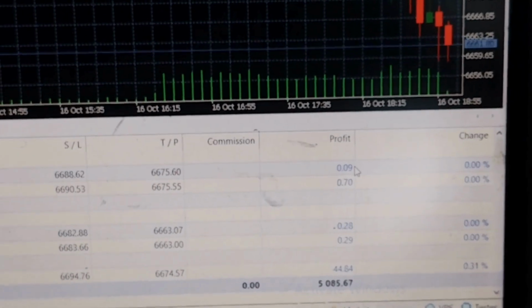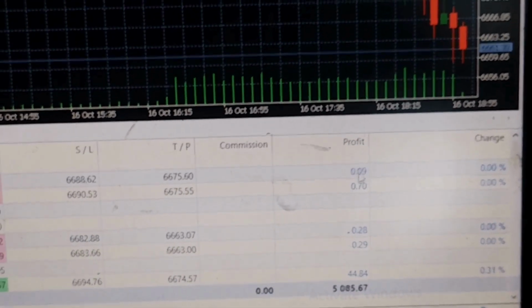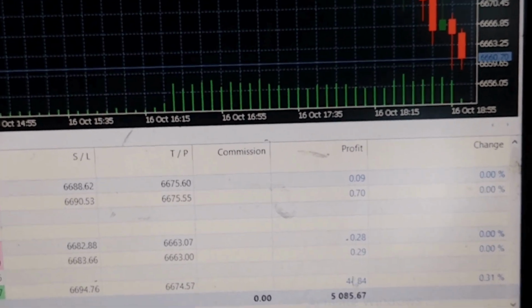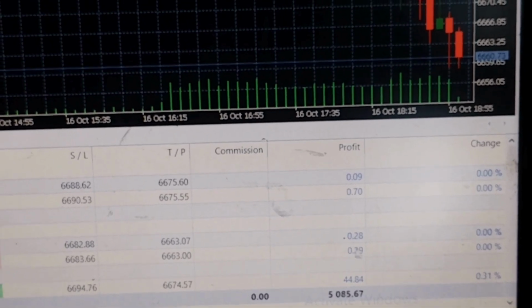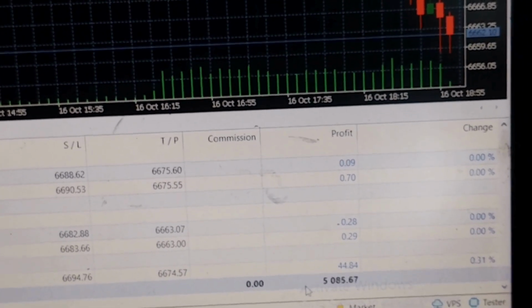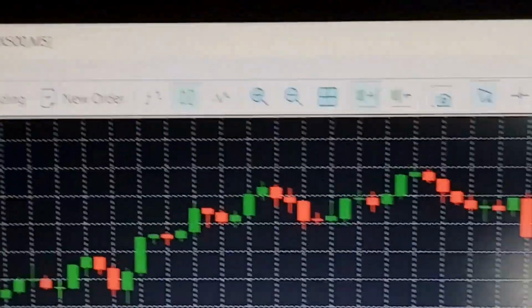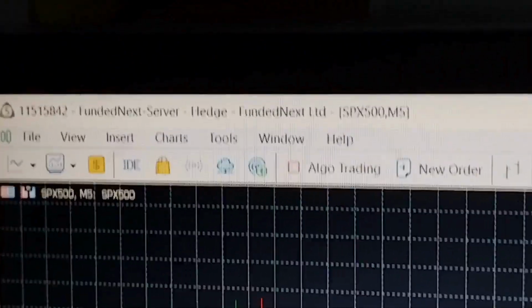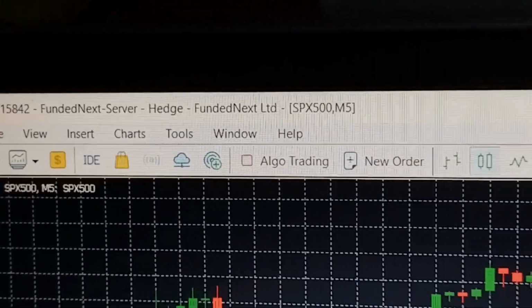As you can see, these two trades that I took were break even. These two were break even. This was the only winning trade. So I'm up $5,085. Let me show you guys again. There's a 400 challenge. You can see 400 challenge. This is phase 2, by the way.